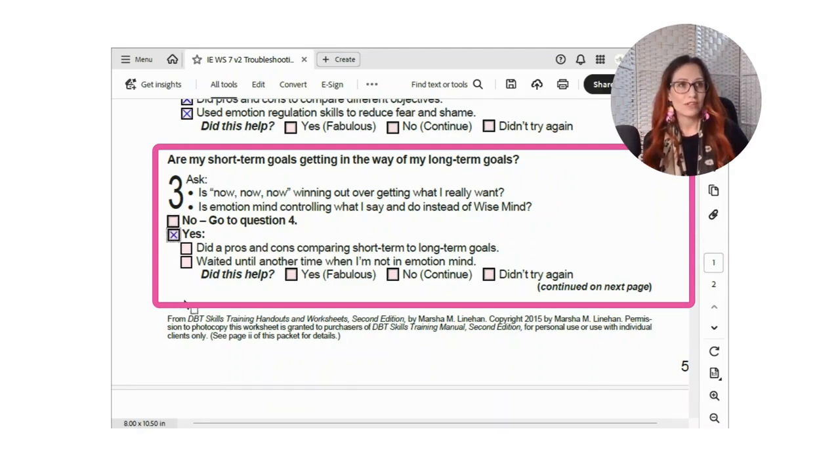However, if you feel as though now is winning out over getting what you want, then you can do a pros and cons, comparing your short-term and your long-term goals. You can also wait until another time when you're not in emotion mind to try the skill again. So try out these 2 strategies and then record whether the skill worked the next time or whether it didn't.